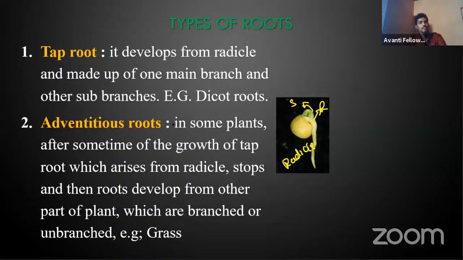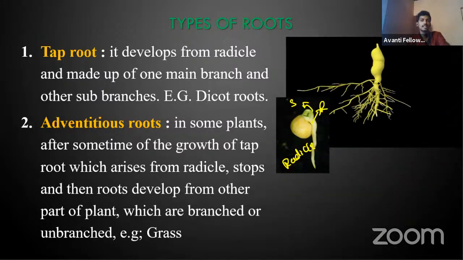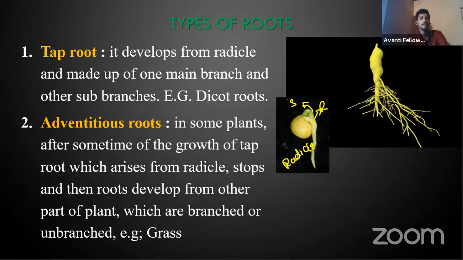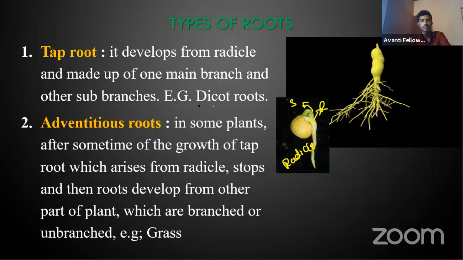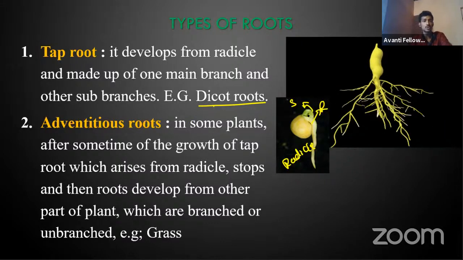So, in a germinating seed, you can find a radicle and a shoot. Okay. In some of the roots, the radicle will continue to grow and make a main branch, and from there, all the sub branches are divided. We call that kind of root the taproot. The example is dicot root.